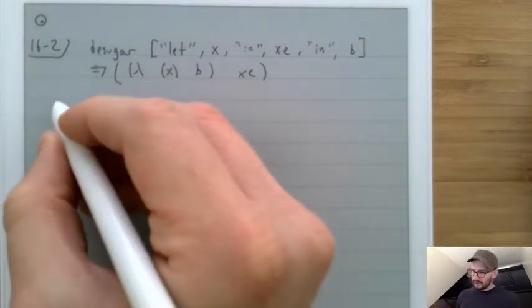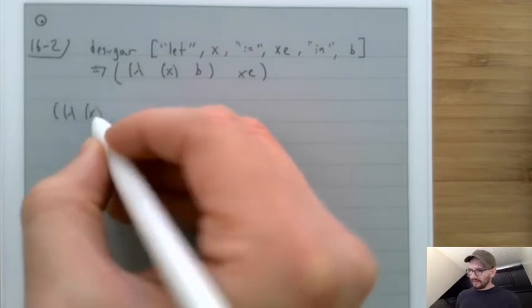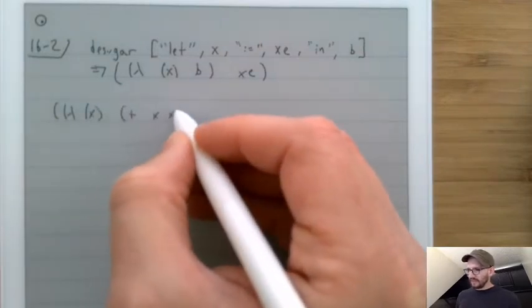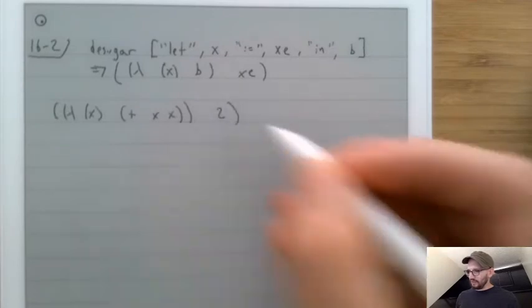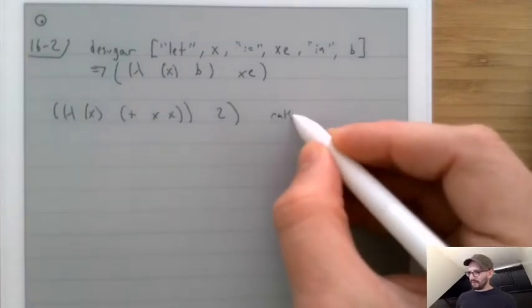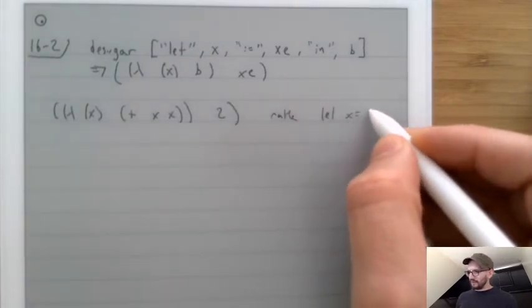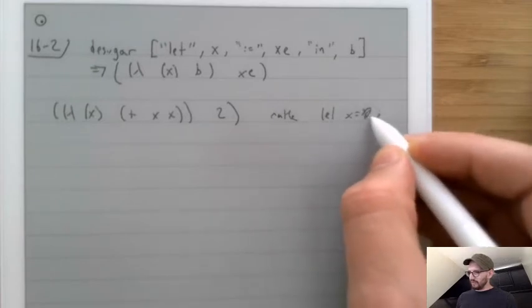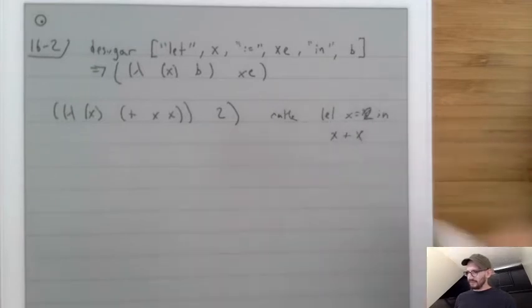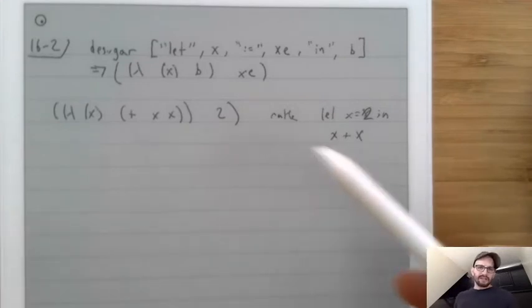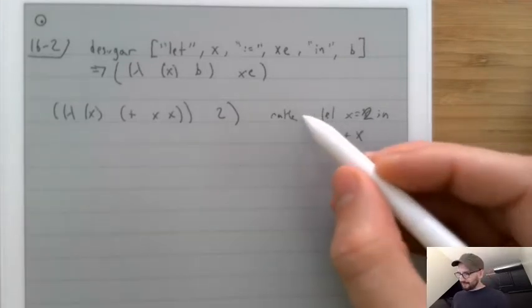We'd have to write let x inside of plus x x 2, rather than writing let x equal 2 and x plus x. Okay? So this is way more pleasant than writing that.